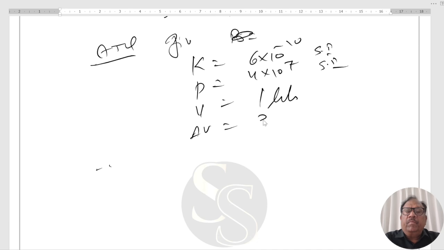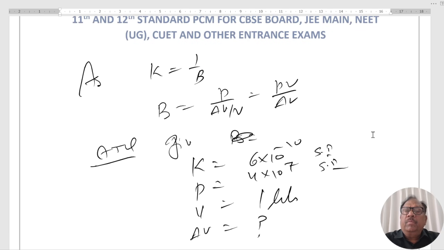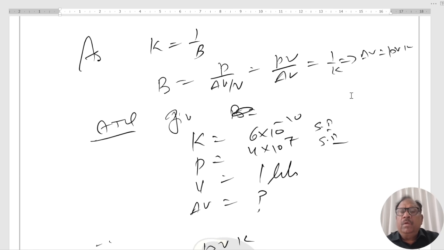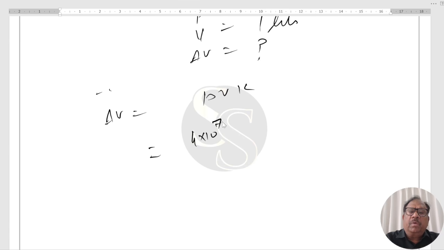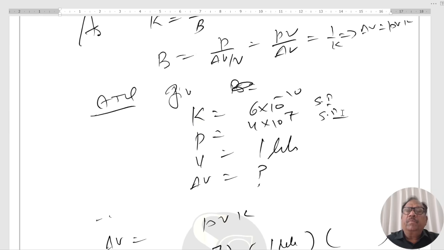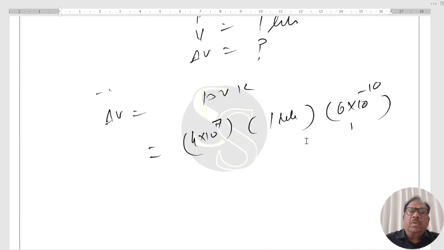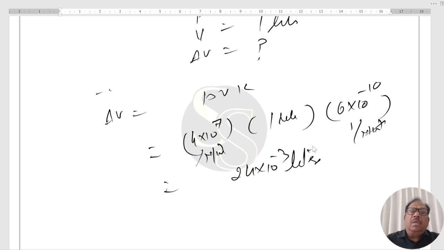Therefore, to find delta V, from this equation we can find that K is equal to 1 by B. So this comes out to delta V will be equal to PVK. P we put as 4 into 10 to the 7. V we put as 1 liter. And K we put as 6 into 10 to the minus 10, per Newton per meter square. This answer will be 24 into 10 to the minus 3 liter. Answer is given in cc.